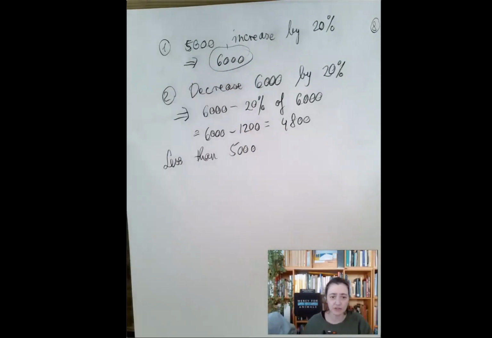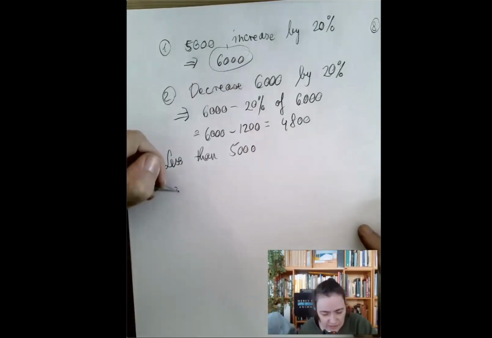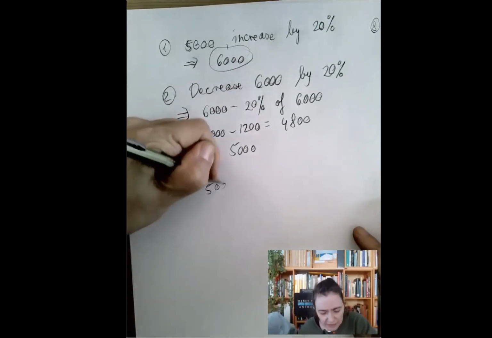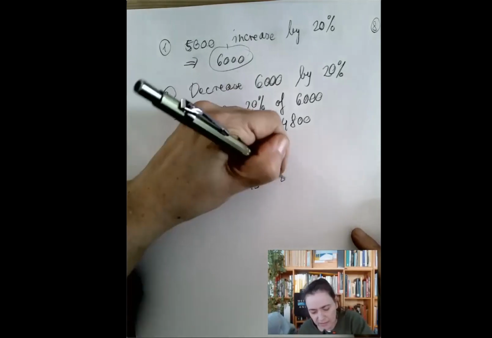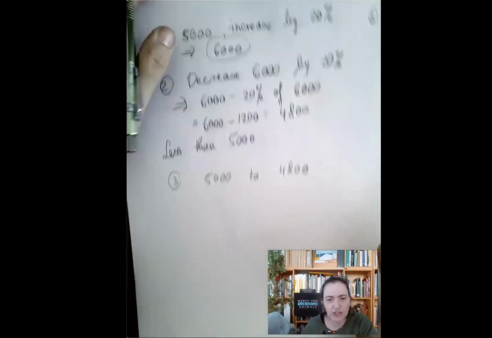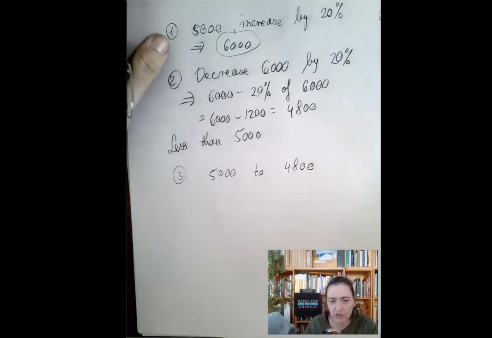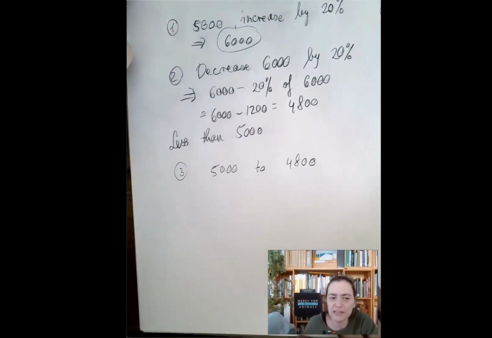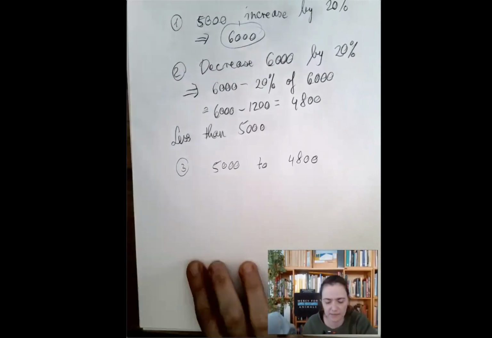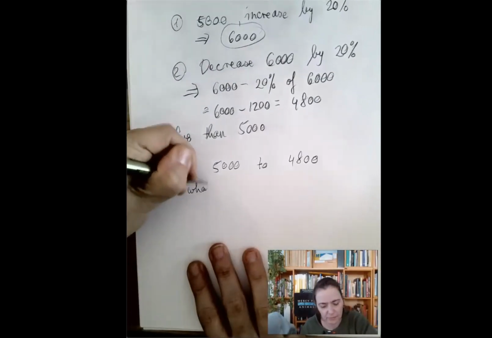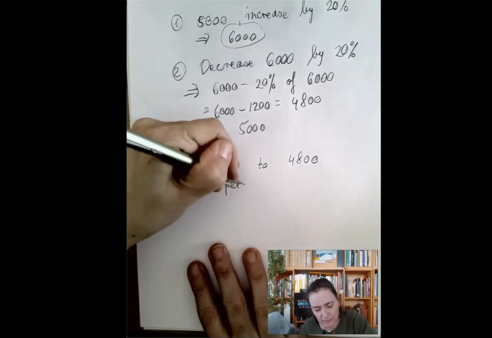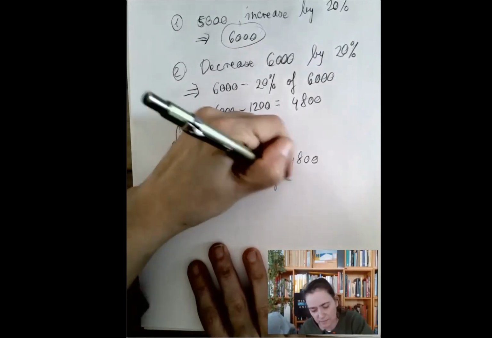But just for kicks and giggles, we have to express it as a single change. So now the question is, going from 5,000 to 4,800, what kind of a change is this? And when I ask what kind of a change, you have to give a number and increase or decrease. This is clearly going to be a decrease, but what percent of a decrease is this? What percent of a change is this?